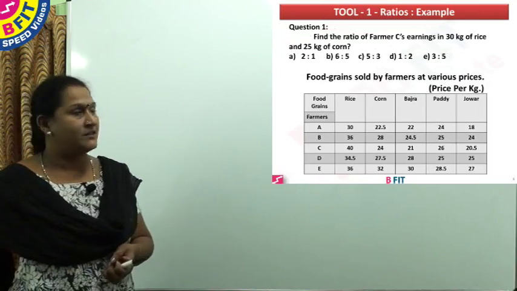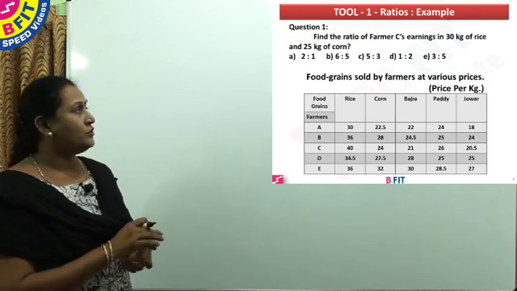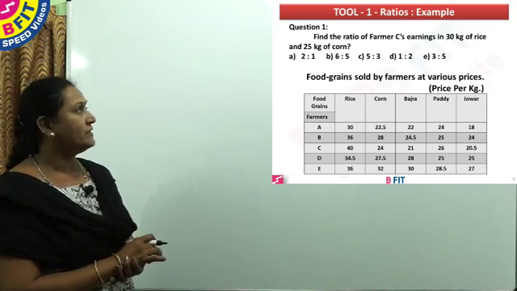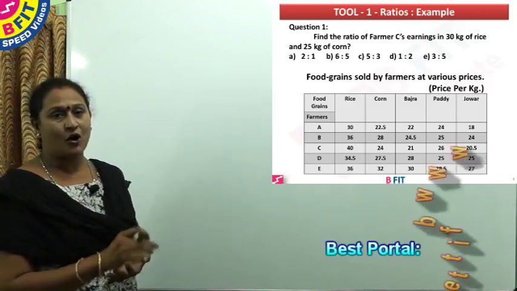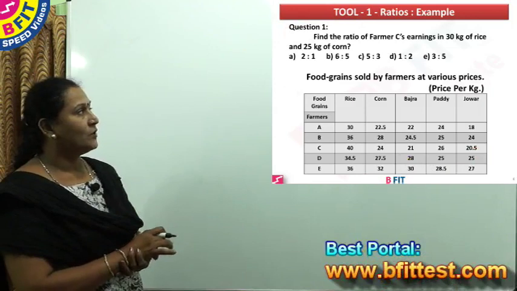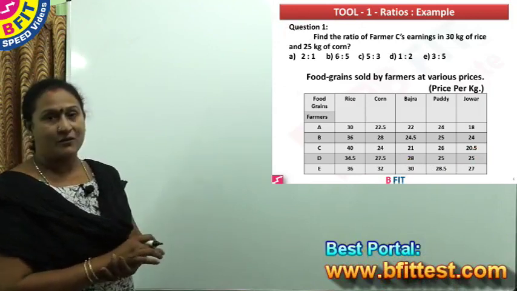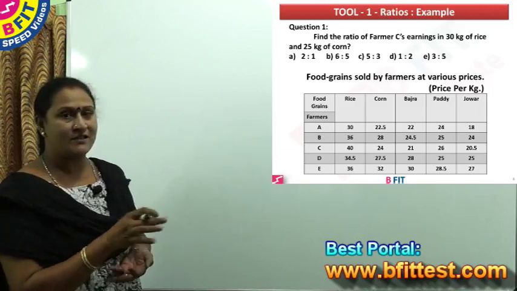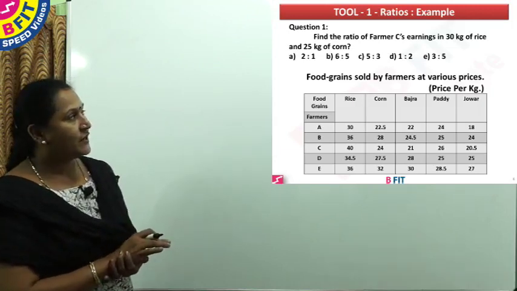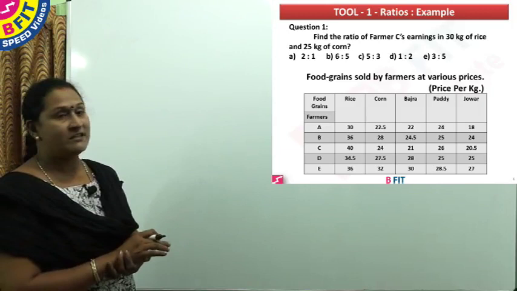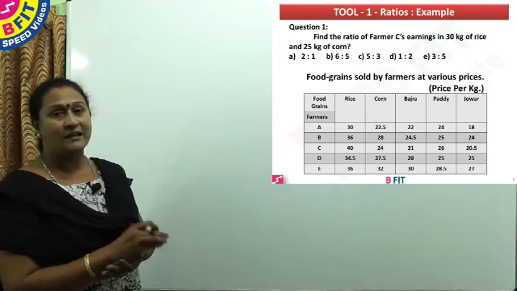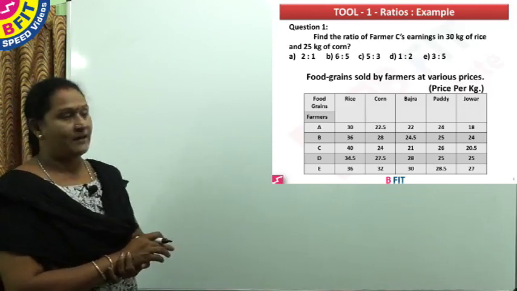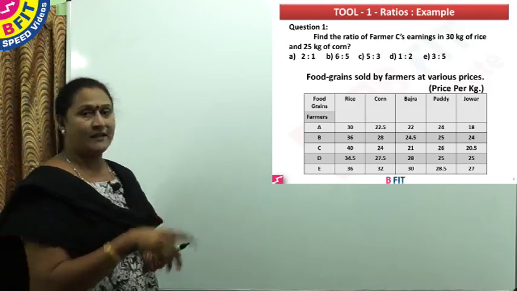So the first question: find the ratio of farmer C's earnings in 30 kg of rice and 25 kg of corn. Here what they have asked is the comparison of earnings for farmer C. For farmer C itself, we are asked to find the ratio of earnings which he gets from selling 30 kg of rice and 25 kg of corn. And now we'll see the details.